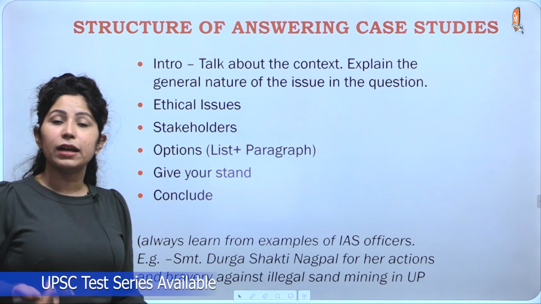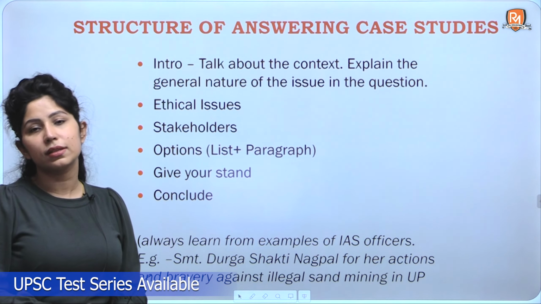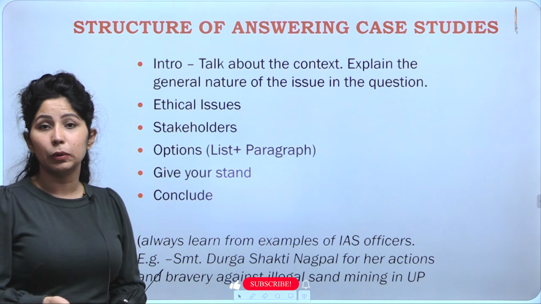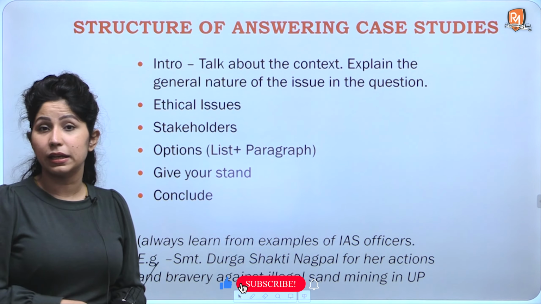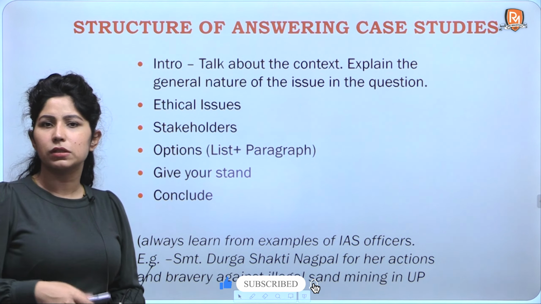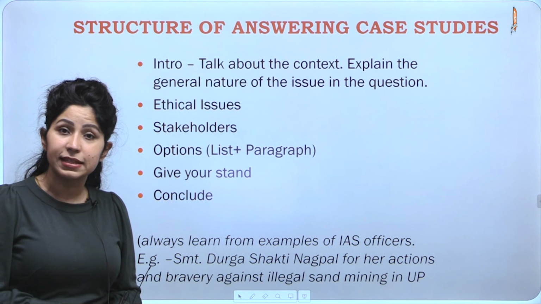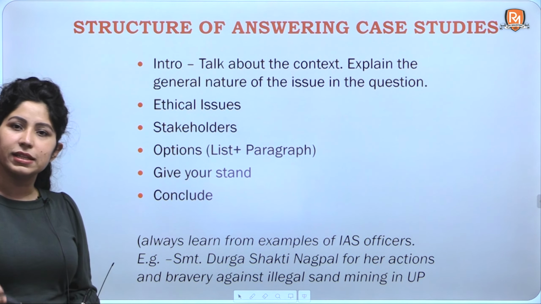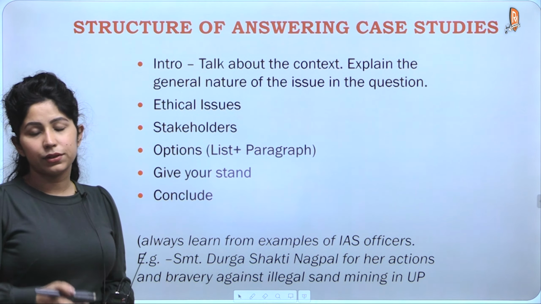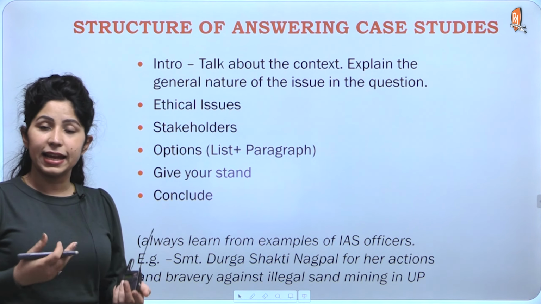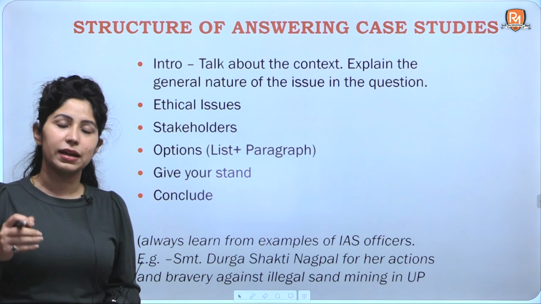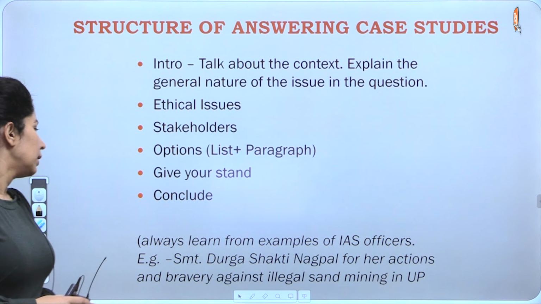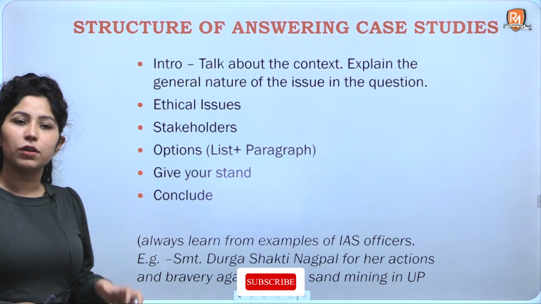Next, write down the stakeholders which are involved. For example, what are the stakeholders here? The government, because Sunil is a government employee, this illegal mining mafia, the colleagues in his office, the juniors working in his office, his family is a stakeholder because his family has been threatened. And when you list down all the stakeholders, write down all the options. After that, take a stand for choosing one option, that I choose the first option or the last option, and then conclude your answer.